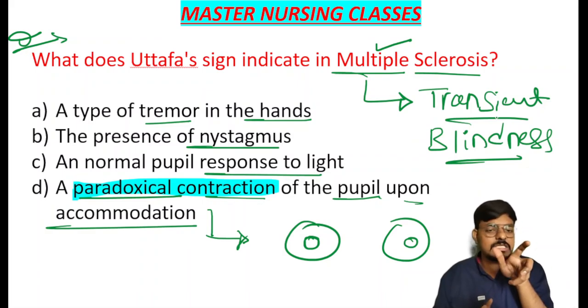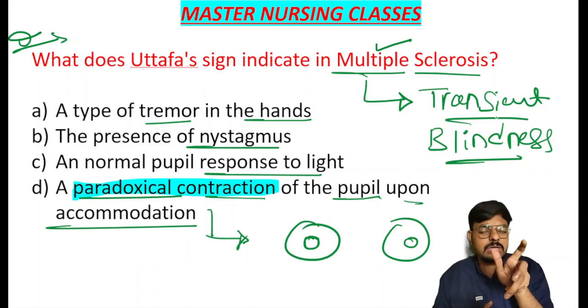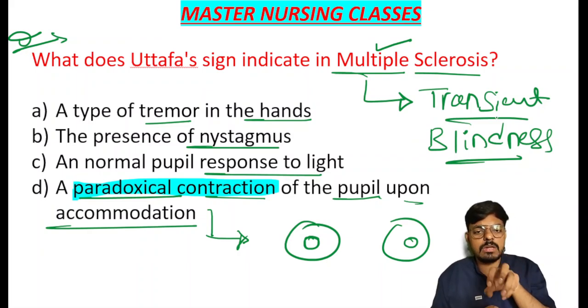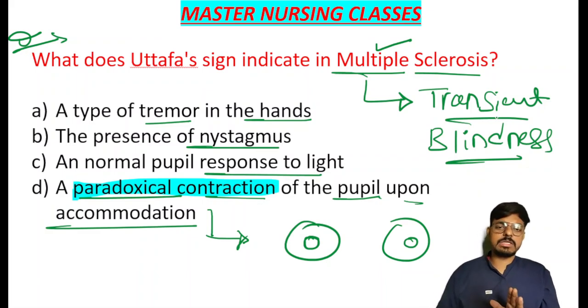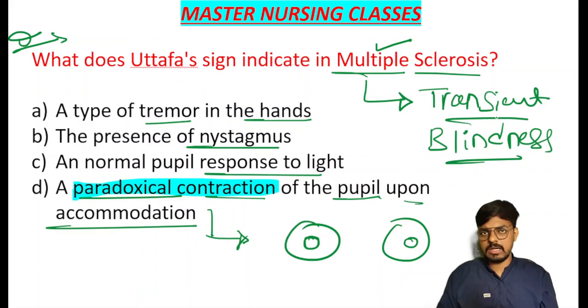Uhthoff's sign is the visual disturbance, the vision changes, in multiple sclerosis. Okay, hope the concept is clear for you all. Yes, clear. So one more sign comes in multiple sclerosis.